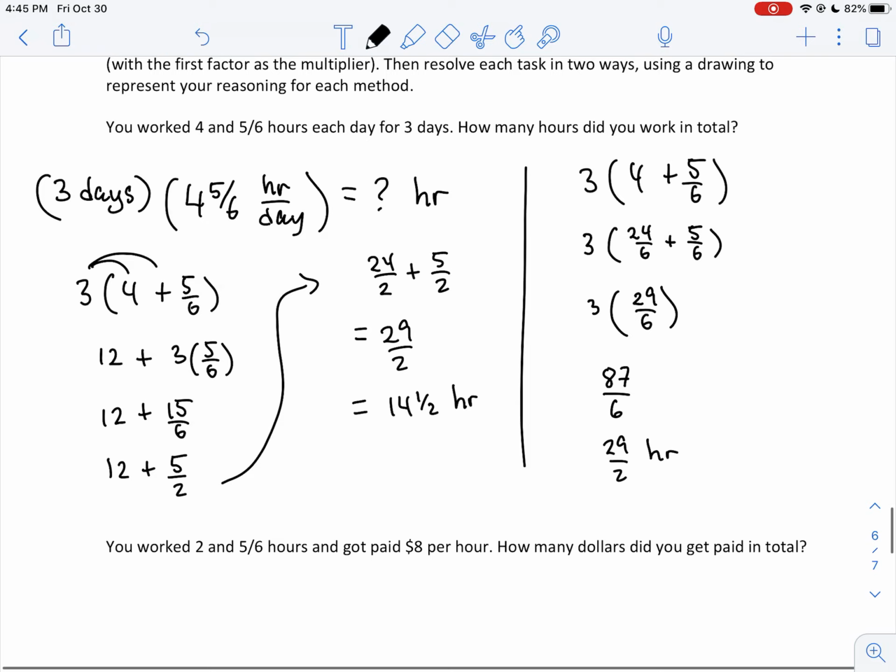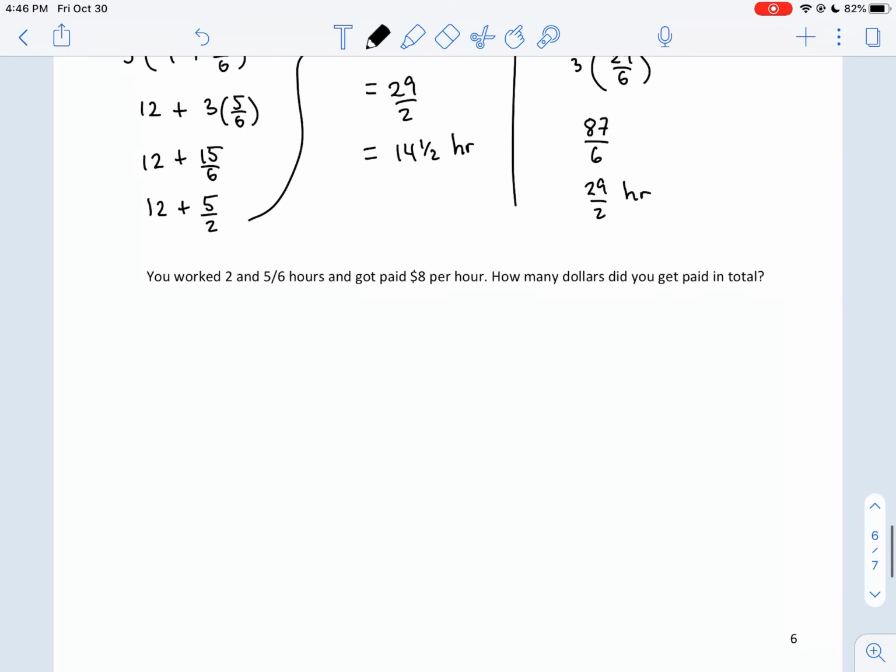All right, we get the same answer we expected, and this is measured in hours. Or you can say, of course, 14 and a half hours. So that's your basic 2 ways when you're working with a whole multiplier but a mixed number multiplicand. You can distribute, or you can convert the mixed number into an improper fraction and then do the multiplication.